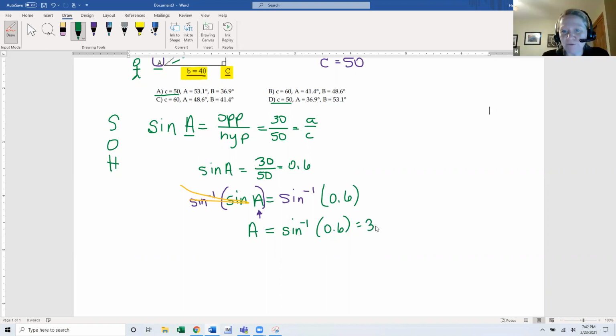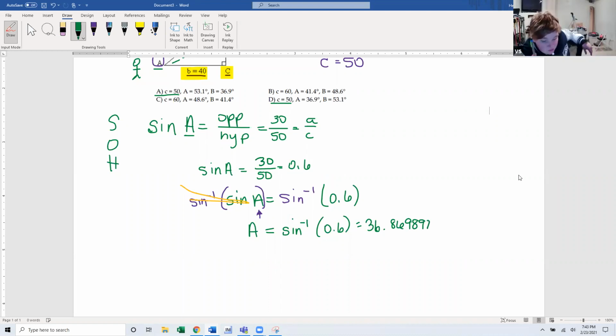Here's what we're shooting for: 36.86. Now, if you didn't get this, I probably already know why, so we'll fix it. I did sine minus 1 times 0.6.